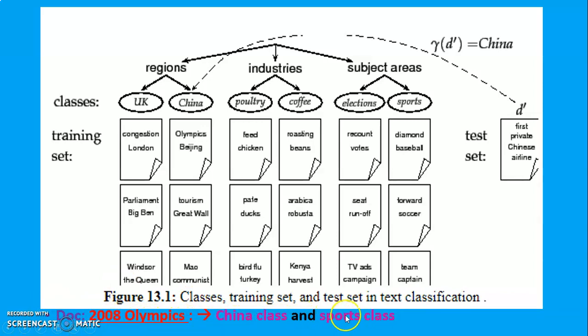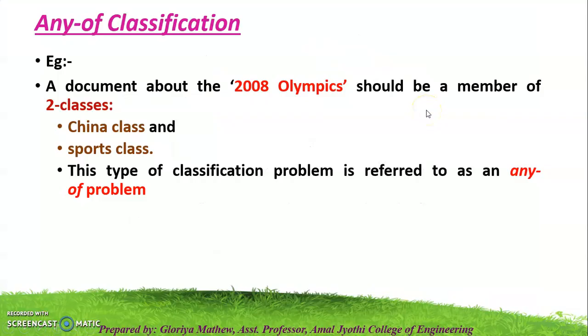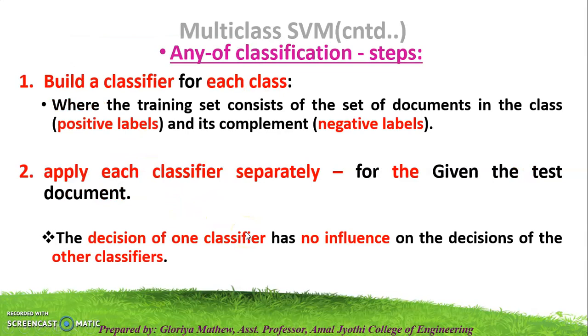either the China class or the sports class. It clearly belongs to the China class as well as the sports class. So, as I told you, a document about the 2008 Olympics should be a member of two classes, China and sports. This type of classification problem is referred to as an any-of problem. Now let's see the steps of any-of classification.